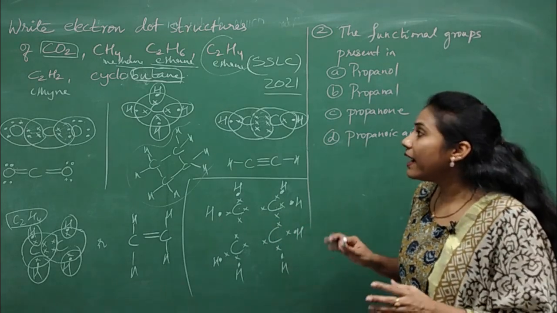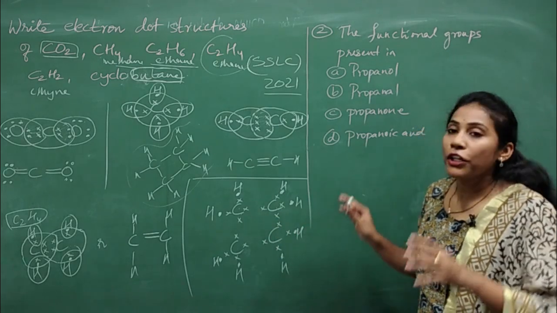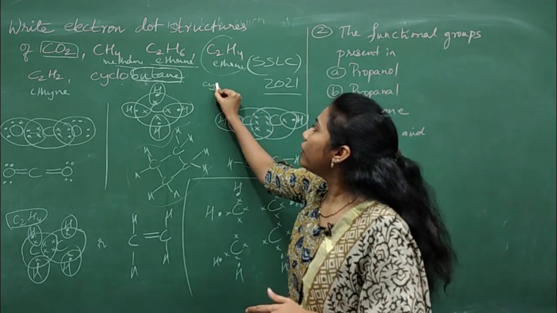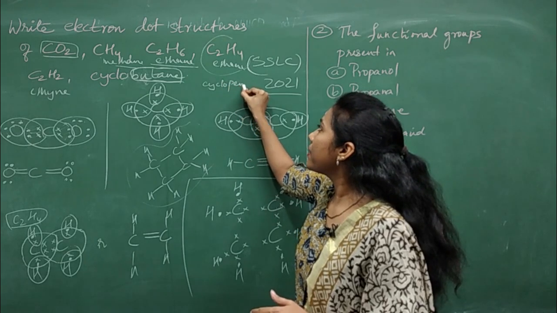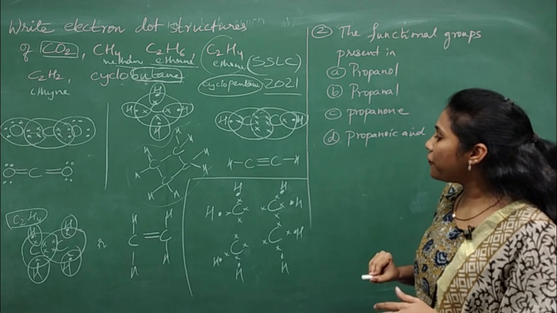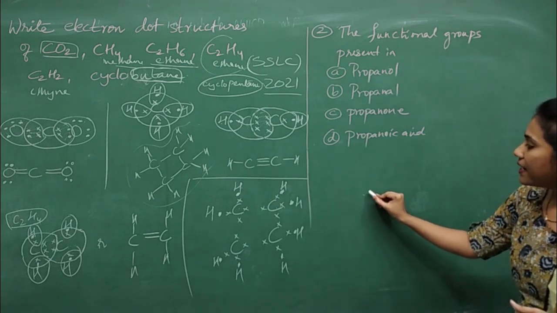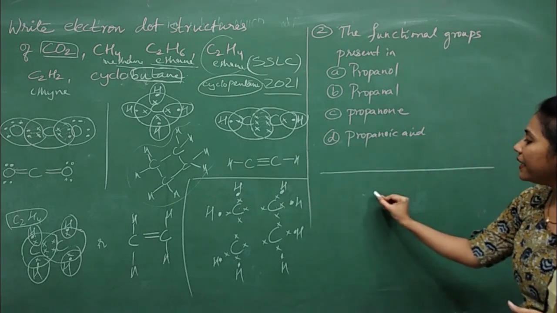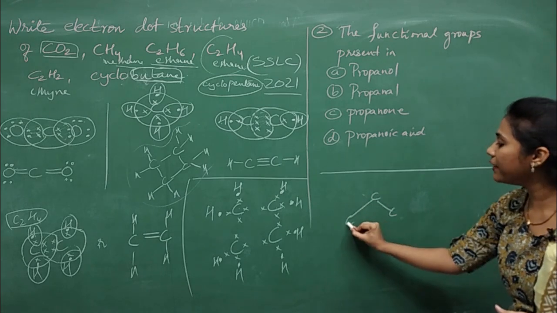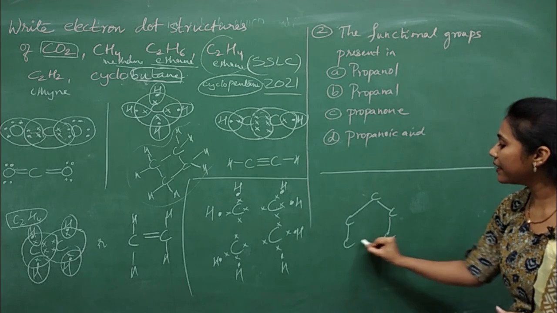Similarly, I am giving you homework. You can try the dot structure for cyclopentane. So how do you write the structure for cyclopentane? Actually, cyclopentane can be written like this. The carbon atoms are arranged in the form of a pentagon like this.